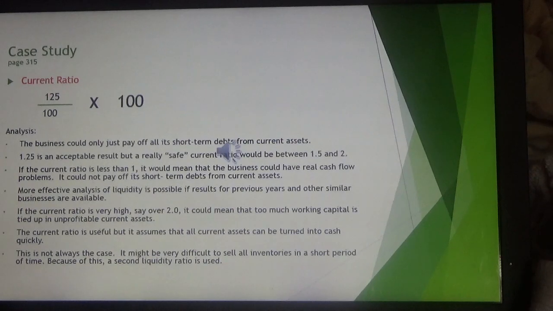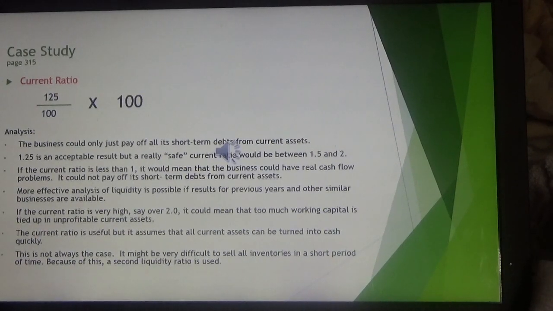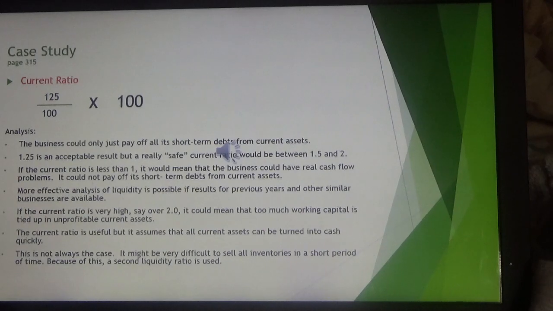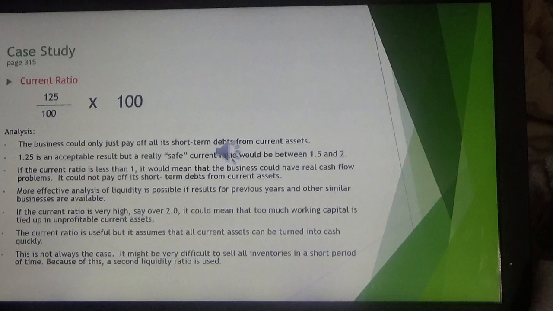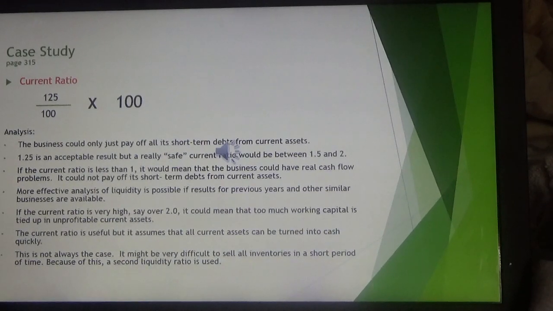The current ratio is useful, but it assumes that all current assets can be turned into cash quickly, which may not be the case sometimes. This is not always the case. It might be very difficult to sell all inventories in a short period of time, and because of this, a second liquidity ratio is used.